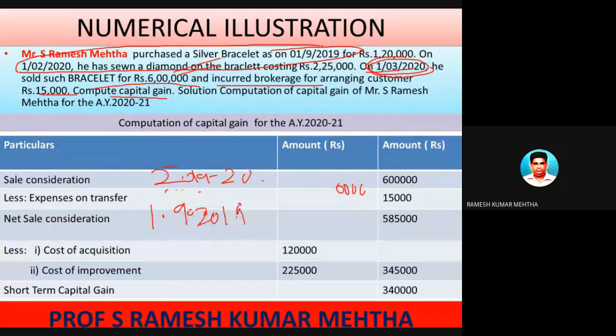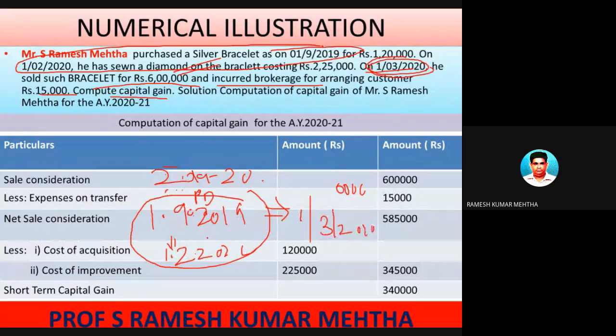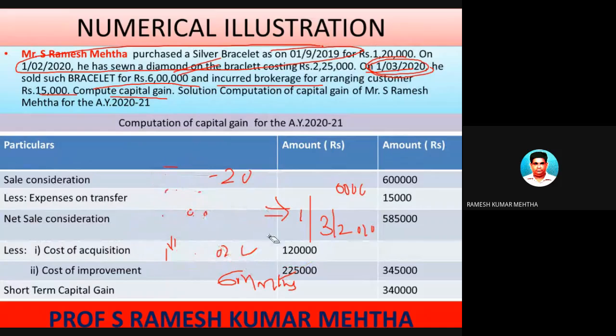1/9/2019 is the cost price, the purchase date, and another date is 1/2/2020, and he sold this one on 1 March 2020. So how many months? Hardly 6 months. So the asset is sold within 6 months. So this is not a case of a long term capital asset.